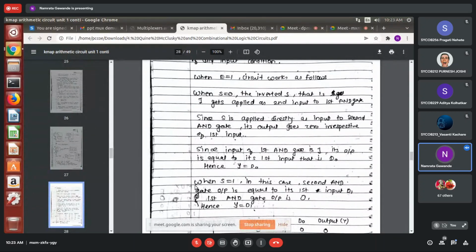It's very simple. I will show you the implementation in Friday's practical. So you will understand the concept of mux. But before that, go through this concept.